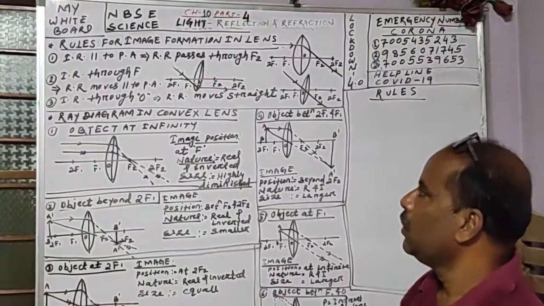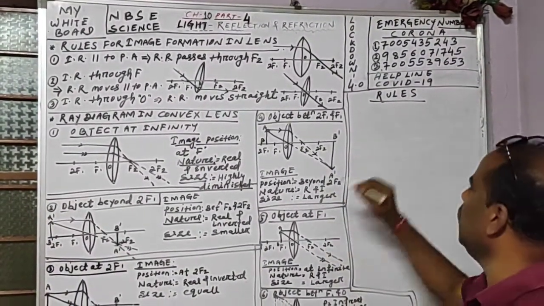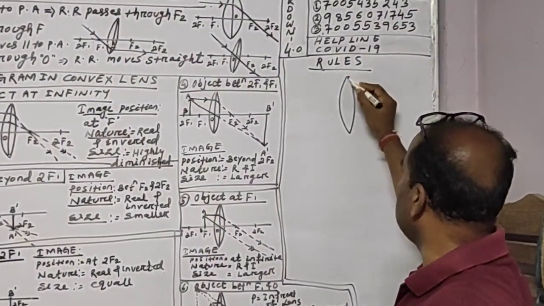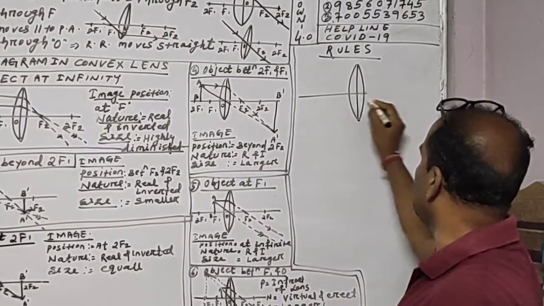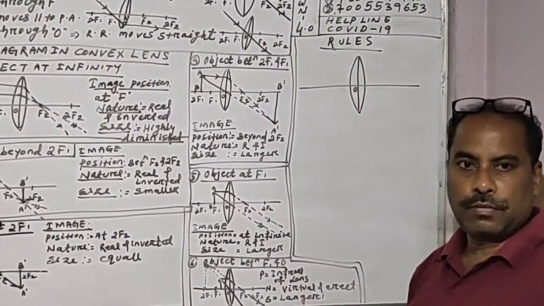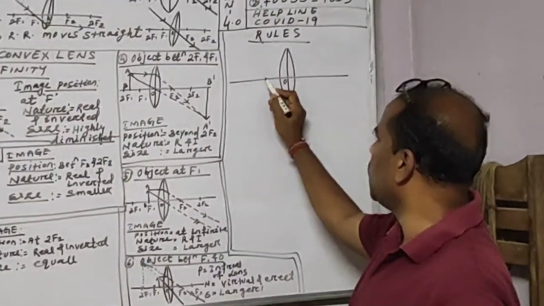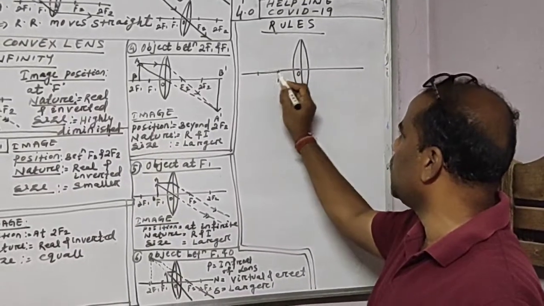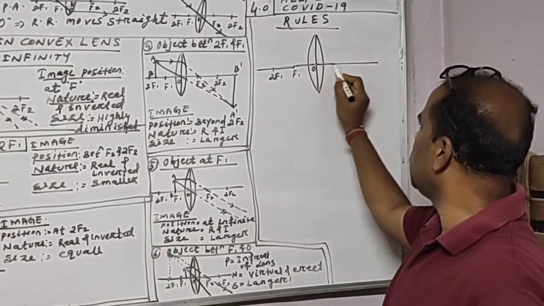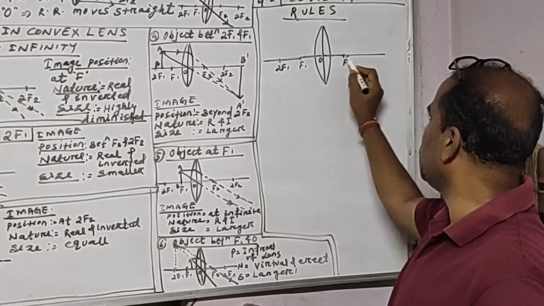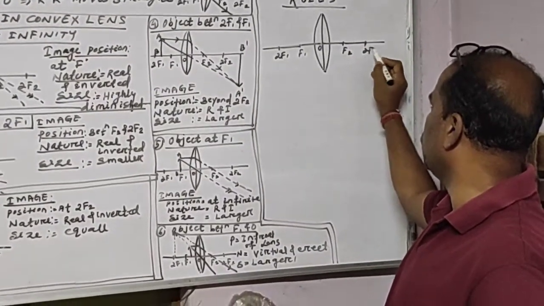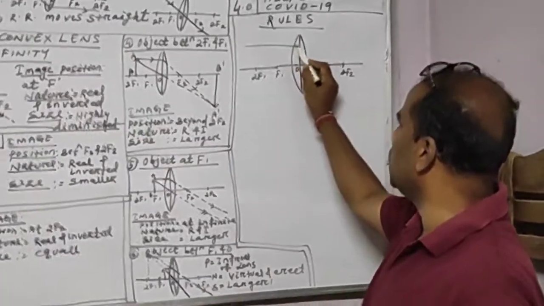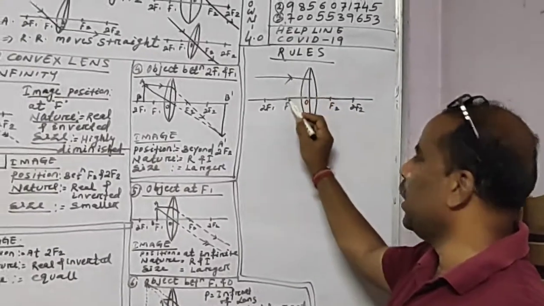These are the points. So let us come to the first demo. Suppose this is the convex lens, this is the transverse line, this is the principal axis, optical center. Now we have to take some distance. This is F1, the same distance from here to here will be the same distance to F1, the same distance F2, and the same distance to F2.